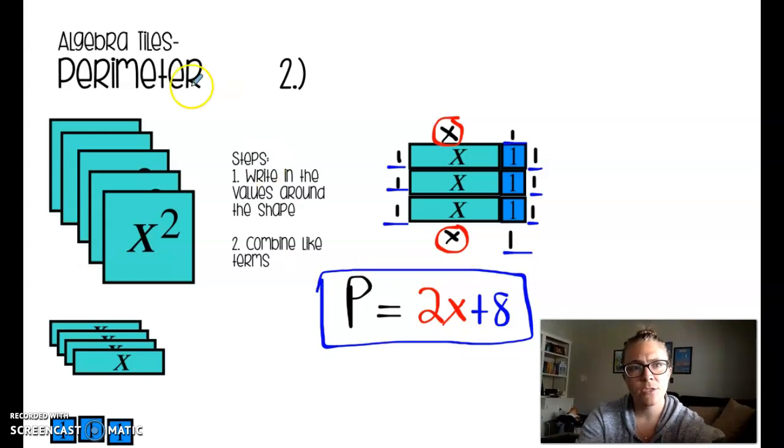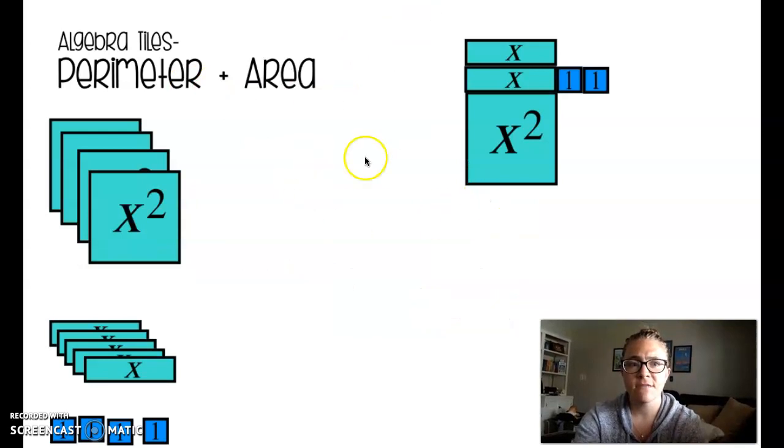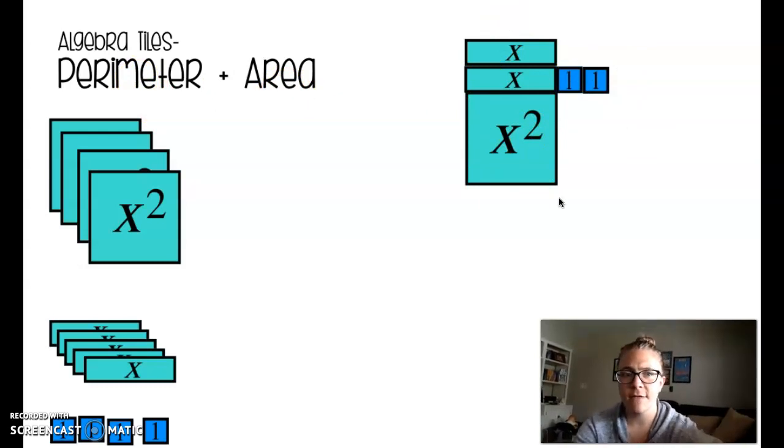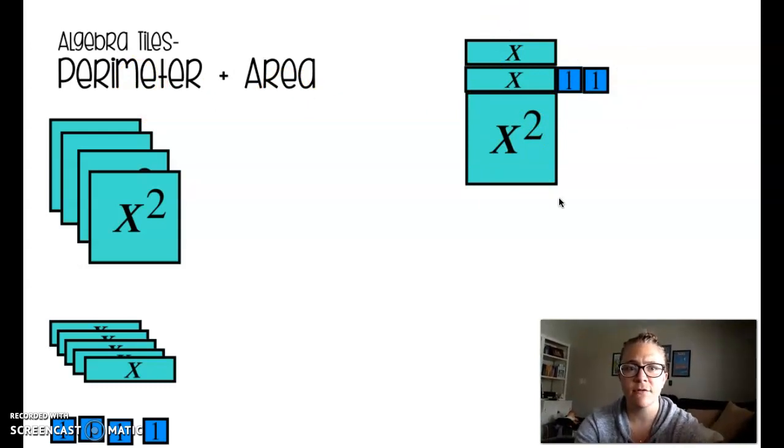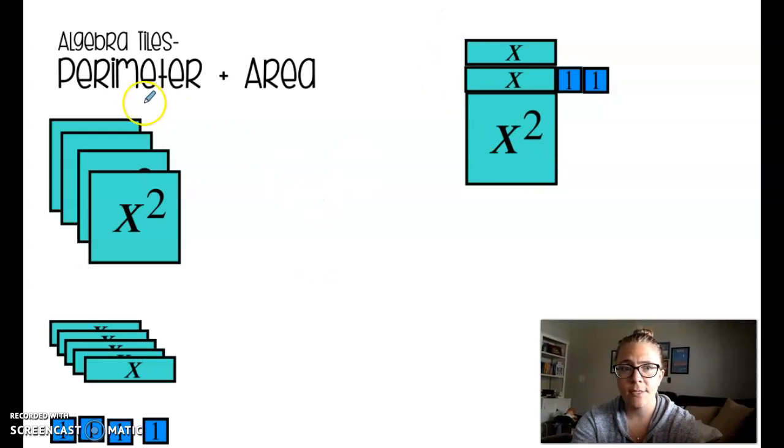Okay, so we have one more challenge problem. What I would like for you guys to do is find the perimeter and the area of this figure right here. You can pause the video, find the 2 different values, and then come back and check to see if you've done it correctly. All right, I'm back.